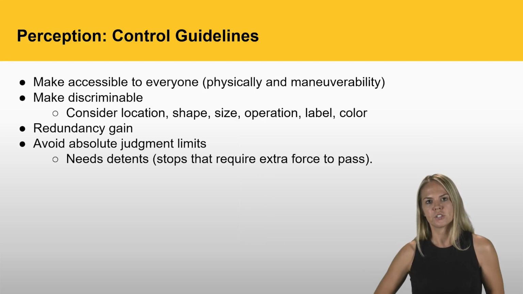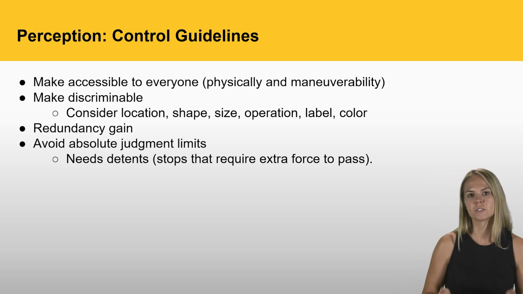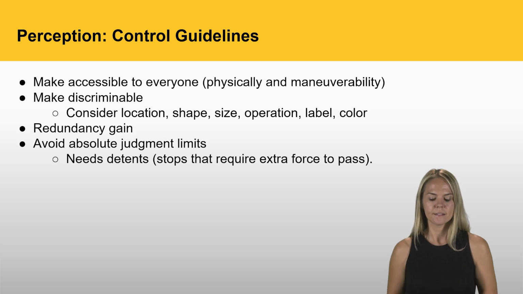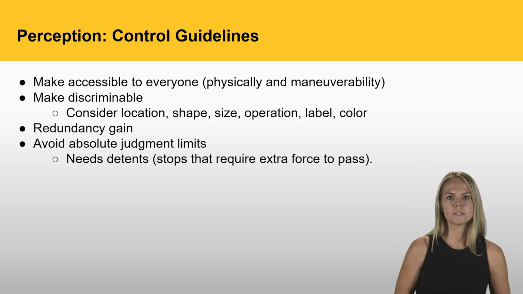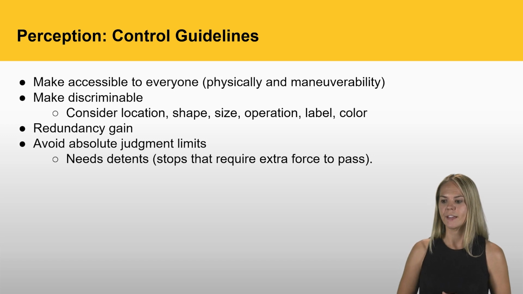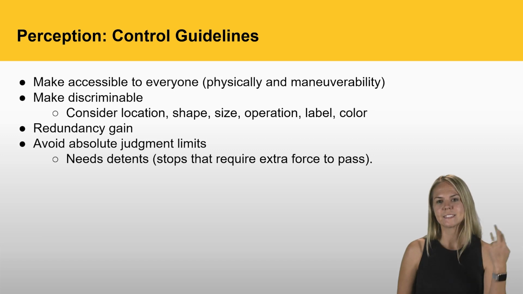When it comes to just perception, how are you going to access the controls, and how are you going to know which control to touch? It's helpful that you make it discriminable, meaning that you consider location, shape, size, operation, label, and color. There is a guideline in your textbook that goes into those considerations. But what is most helpful is that it's close to what it's operating, and that it's accessible to everyone, physically and with their maneuverability. So if I put something, think about it on your TV when you need to get to the back panel, right?